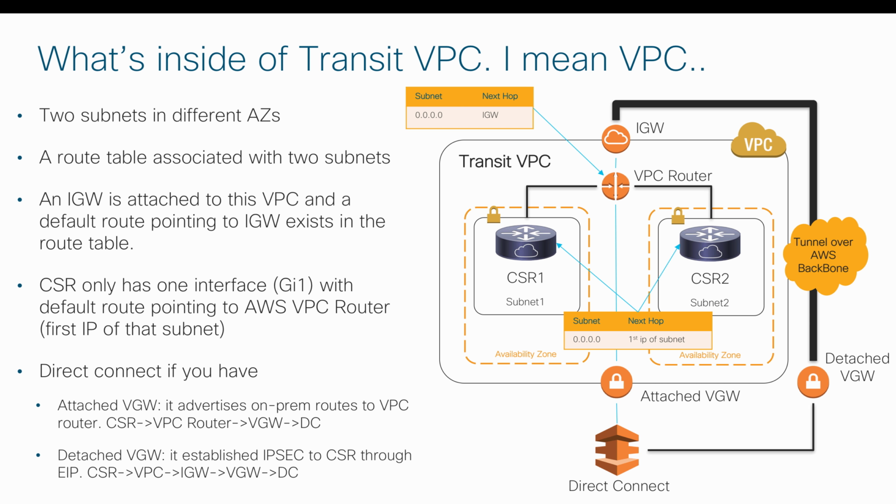But basically, if you have an attached VGW, which is attached specifically to the Transit VPC, the traffic flow will be from the CSR, goes to your VPC router, goes to the attached VGW, and then goes to the Direct Connect. If you have a detached VGW, the CSR will talk to the VPC router, and then it will talk to the IGW, and then go to the detached VGW because they are doing tunneling, which I will cover in a later slide, and then it goes to the Direct Connect.